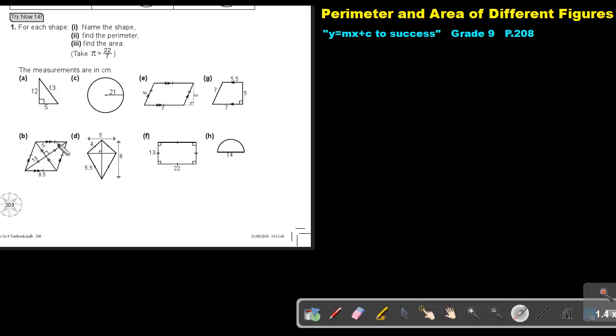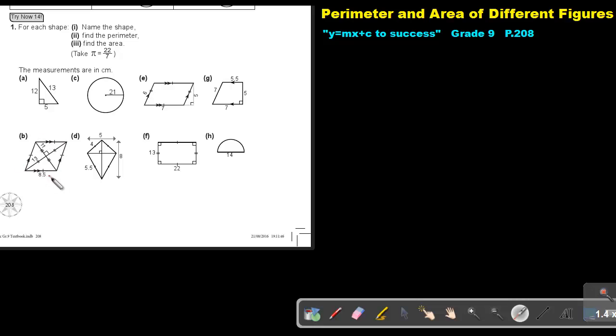Number B. Due to the little lines, all the sides are equal. So this is a rhombus. So how do I calculate the perimeter? It's just 4 times the side. How do I calculate the area?